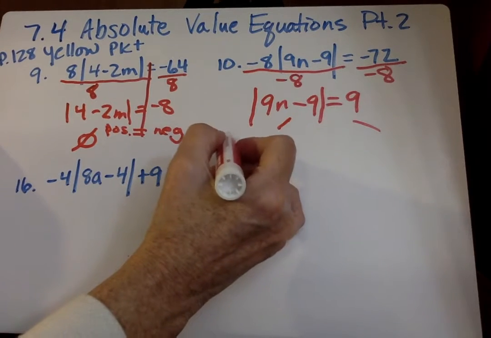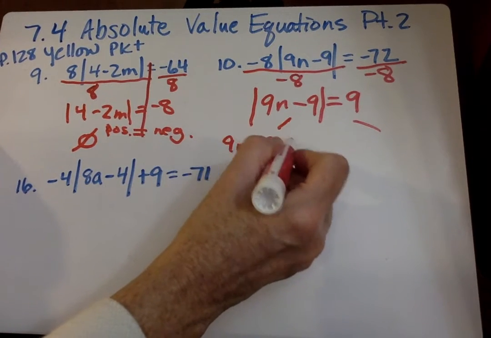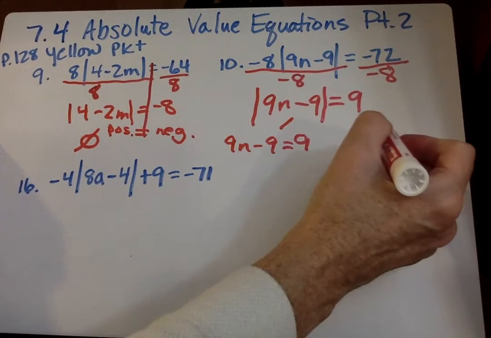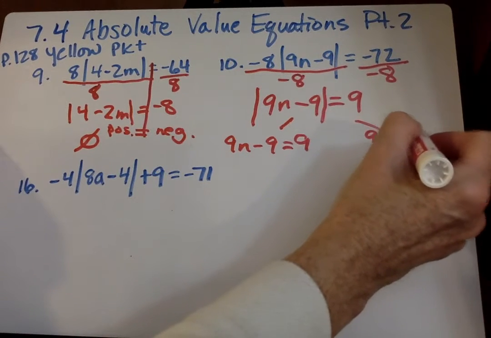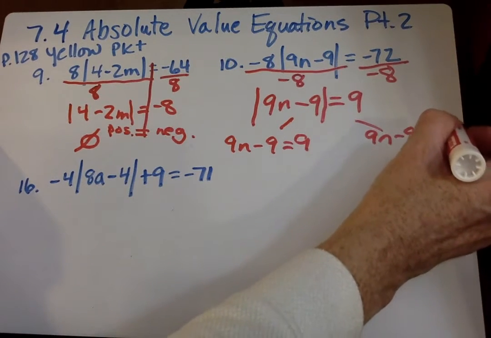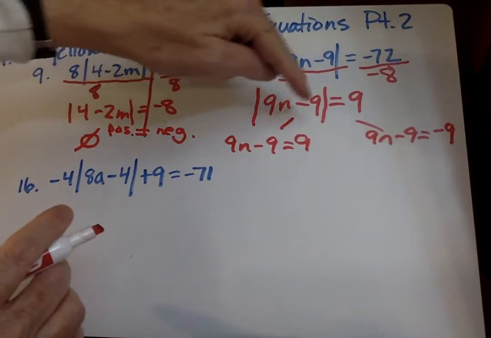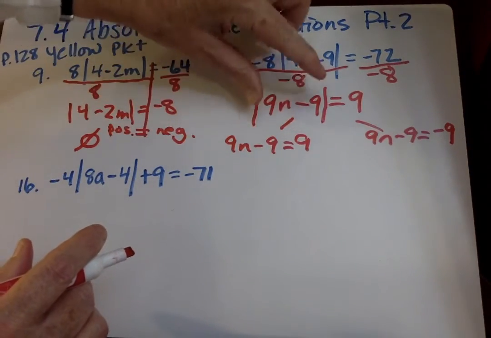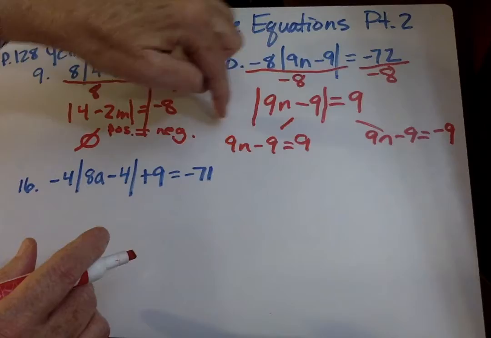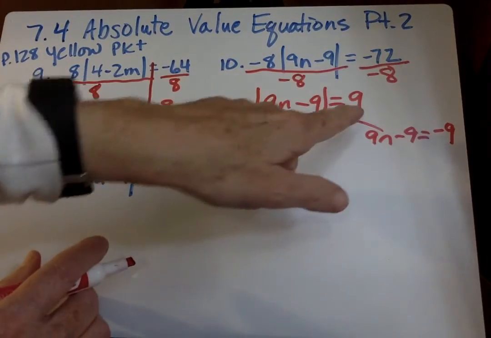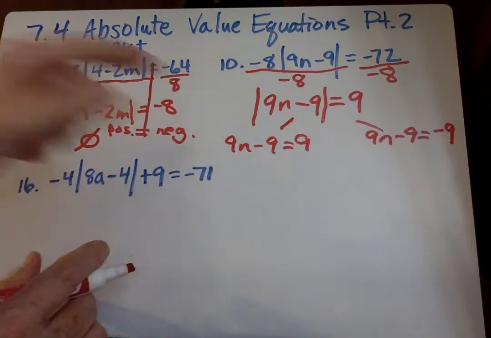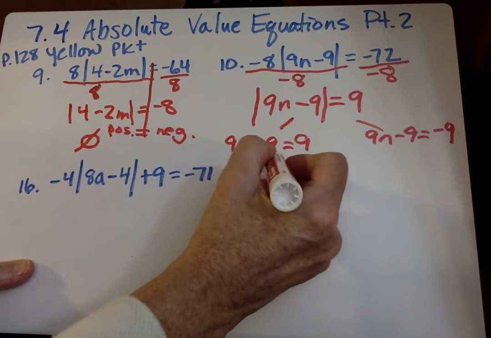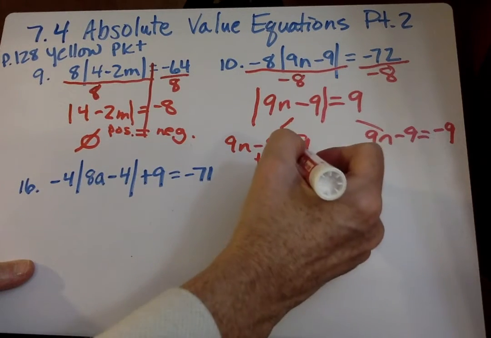So I get 9n minus 9 equals 9, and I'll get 9n minus 9 equals negative 9. Because again, inside here, you can have a negative 9, and then once it's absolute value, positive 9. So I get those 2 equations because this is positive out here. Then I solve for this. I add 9 to both sides.